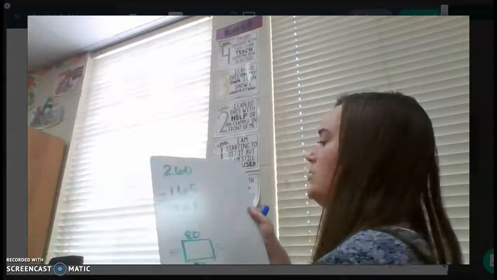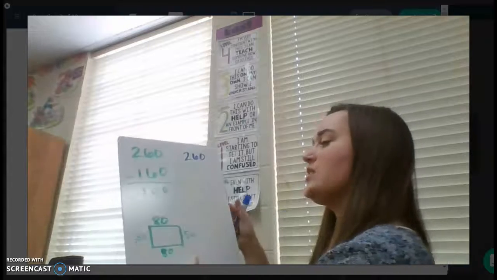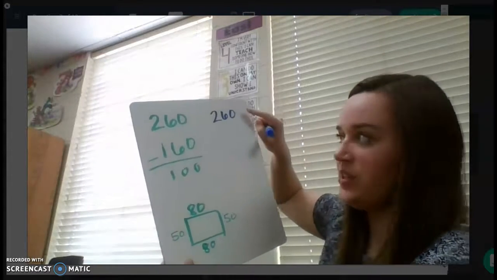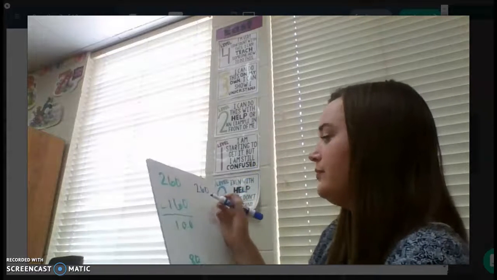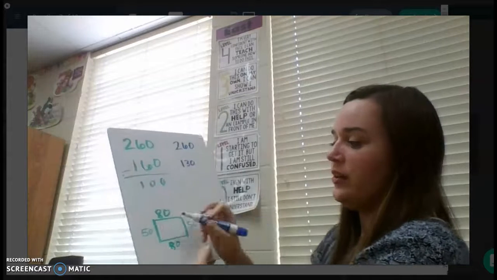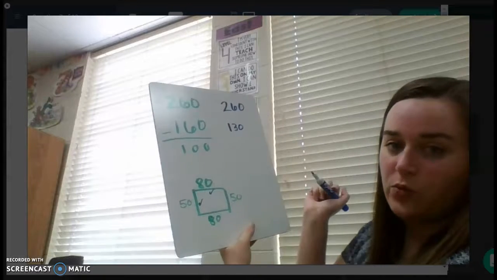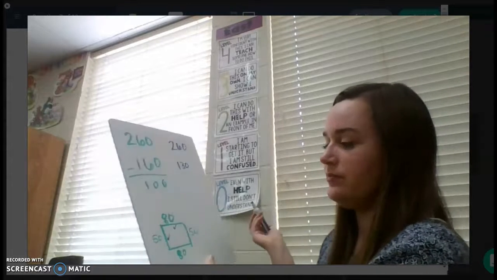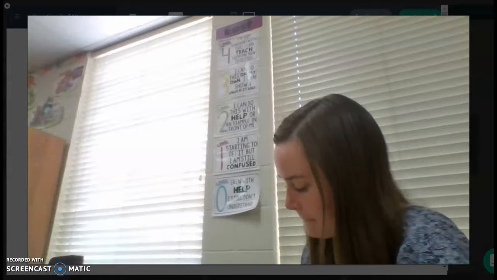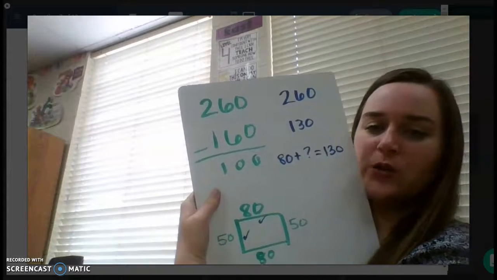Okay, so we start off with our 260 again. For this one, we're only going to be looking at half of it. So I'm going to do 260 divided by 2. I'm just going to split it in half. 130. So I know this side and this side, when added together, need to equal 130. So this is my equation: 80 plus question mark equals 130.